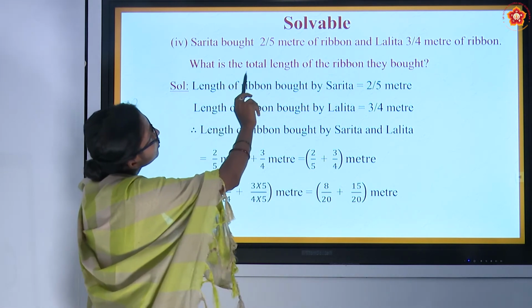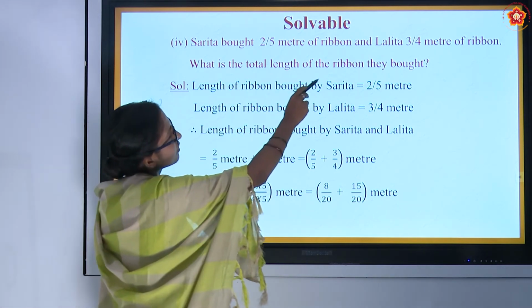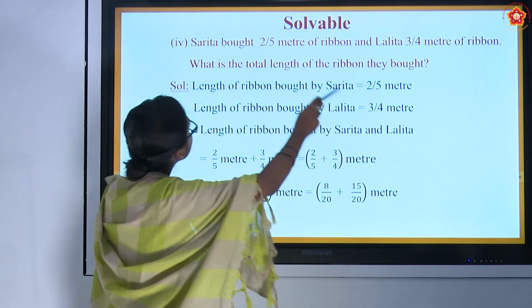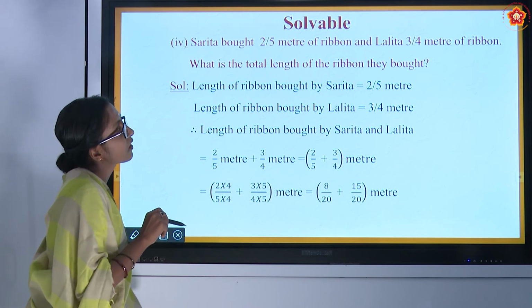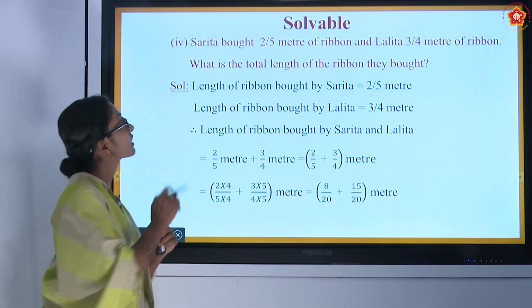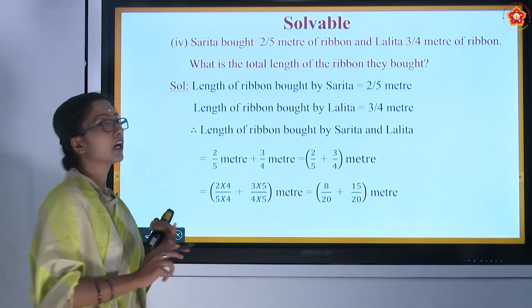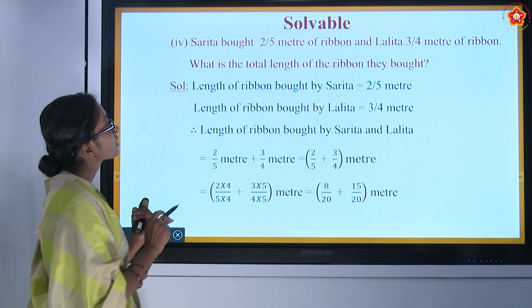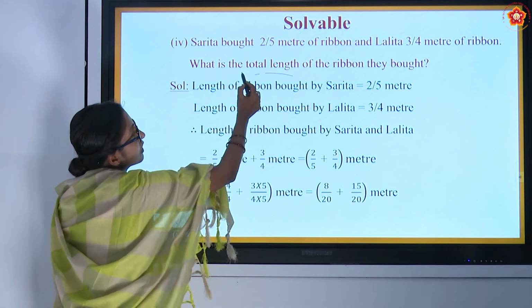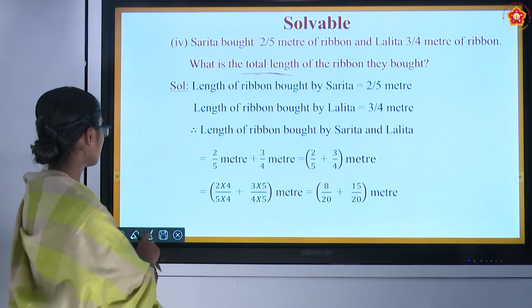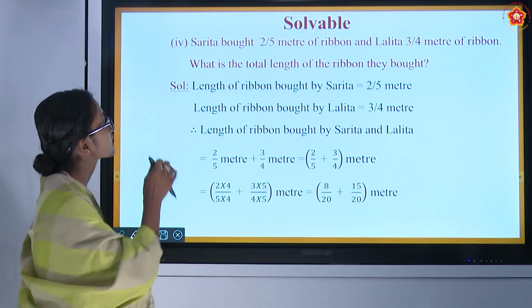Sarita brought 2 by 5 meter of ribbon and Lalita brought 3 by 4 meter of ribbon. What is the total length of ribbon they brought? They are asking the total length. The lengths are given in meters and are fractions. Total means you are going to add them. Fine, so we are going to add the fractions.